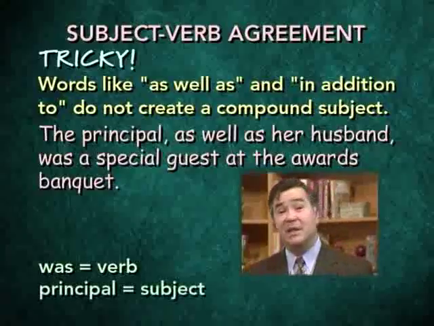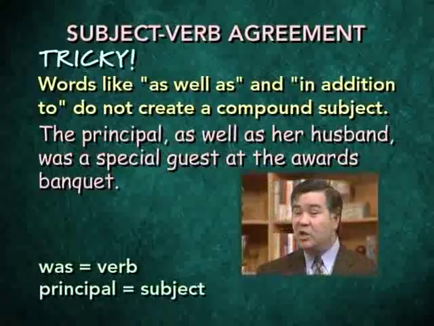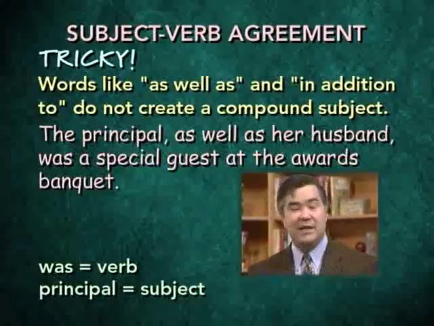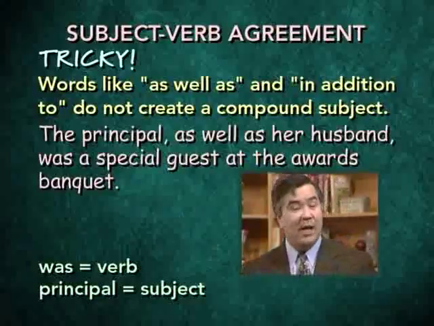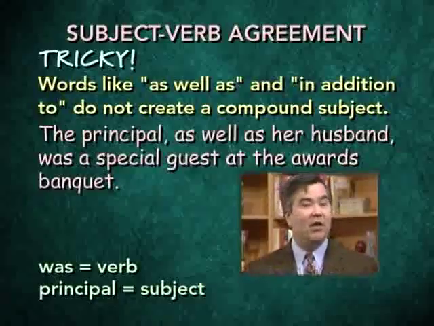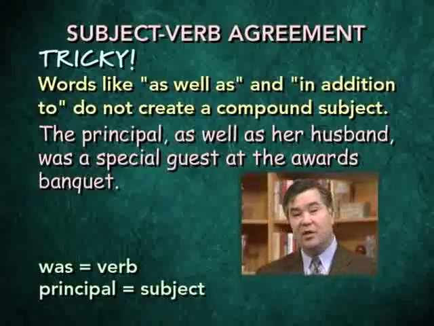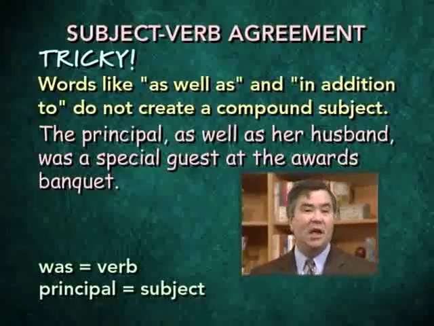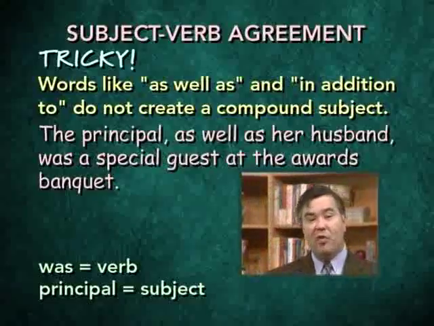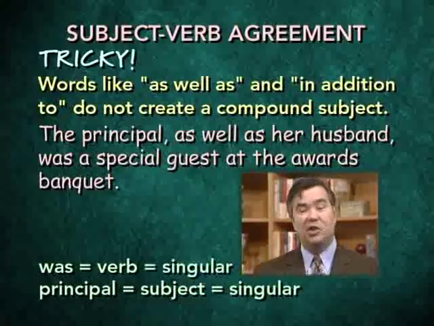Well, the subject is principal. Notice that her husband is not part of the subject in this case. We don't have a compound subject because rather than the conjunction and, the phrase as well as has been used. You might also notice that in this particular sentence, the words as well as her husband have been set off by commas. That indicates correctly that that entire phrase, as well as her husband, is a bit of an interrupter. It comes in between the subject and the verb and doesn't become part of the subject. Therefore, the subject is the singular principal and the singular verb was is correct.